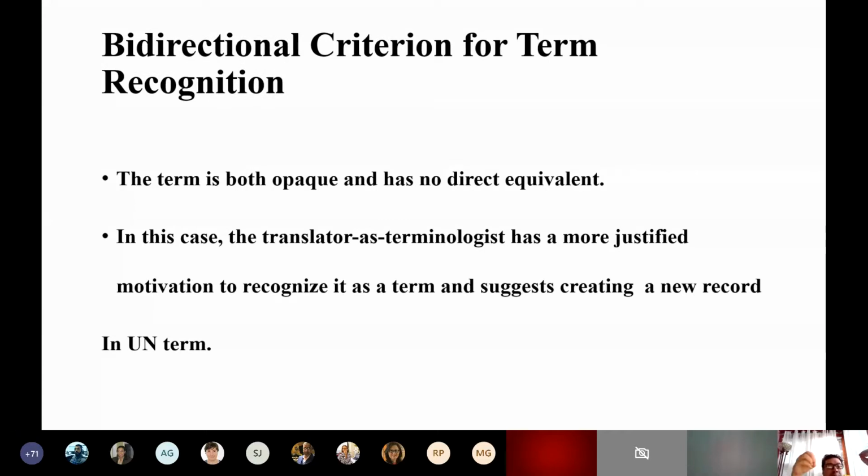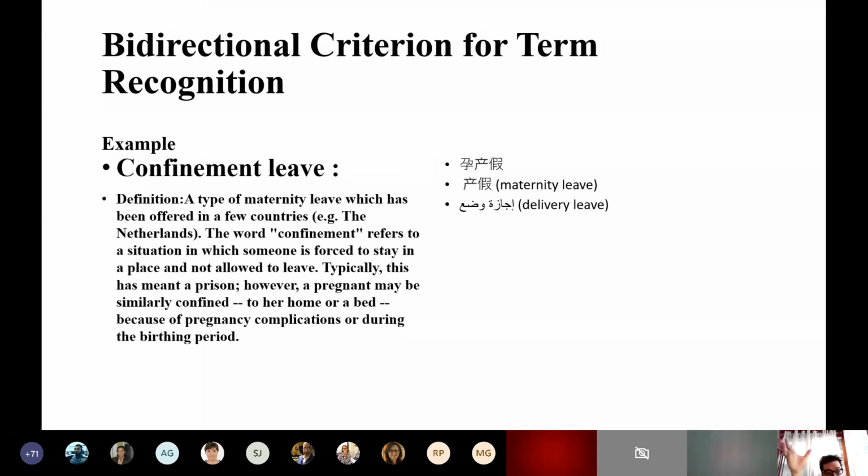Now we have the third criterion, which is the full-fledged term, the bidirectional criterion. The term is both opaque and has no direct equivalent. Opaque means that you cannot tell its meaning from the words. It's like an idiom. And at the same time, it has no direct equivalent. So here, like this term, confinement leave, for example. You cannot detect the meaning of confinement leave from the words. It's a type of maternity leave which is offered in some countries.